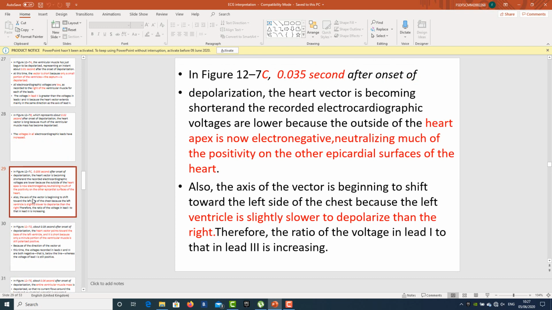In the figure, after this time from the onset of depolarization, the heart vector is becoming shortened, and the recorded electrocardiographic voltages are lower because the outside of the heart apex is now electronegative, neutralizing much of the positivity on the other epicardial surfaces of the heart. Also, the axis of the vector is beginning to shift towards the left side of the chest because the left ventricle is slightly slower to depolarize than the right. Therefore, the ratio of voltage in lead 1 to that in lead 3 is increasing.